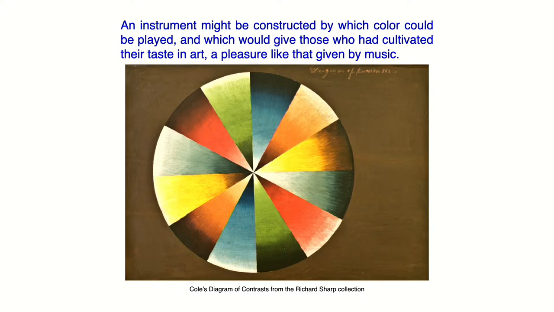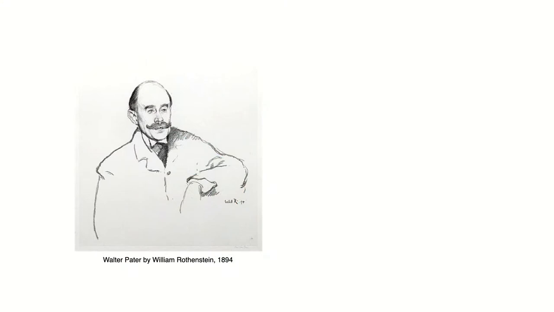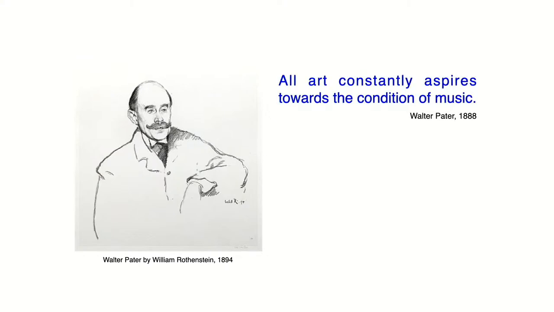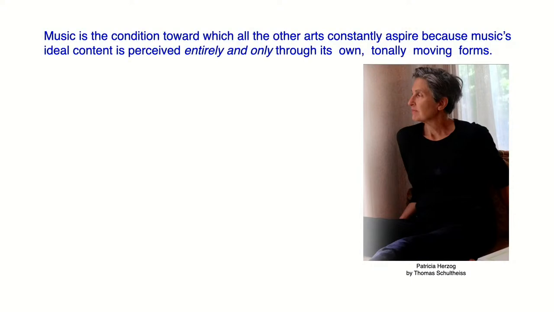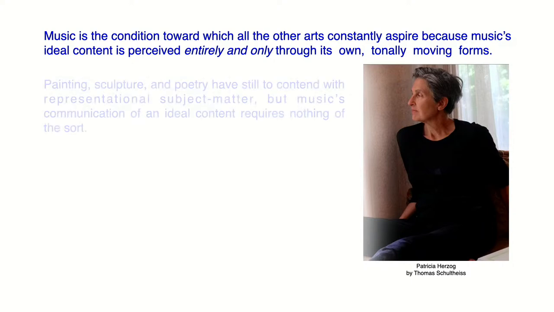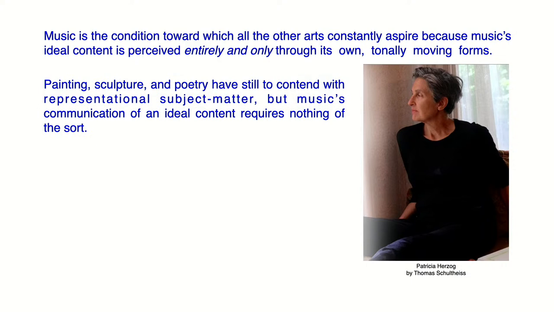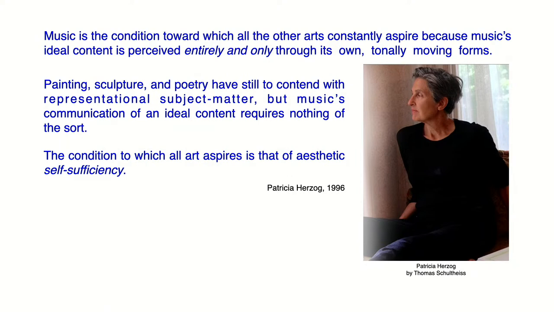As such thoughts continued to fuel developments, such as Impressionism, the essayist and critic Walter Pater offered up his now famous provocation: "All art constantly aspires towards the condition of music." But what exactly is the condition of music? The musician and philosopher Patricia Herzog concluded an analysis of what Pater meant by the condition of music like this: "Music is the condition toward which all the other arts constantly aspire because music's ideal content is perceived entirely and only through its own tonally moving forms. Painting, sculpture, and poetry have still to contend with representational subject matter, but music's communication of an ideal content requires nothing of the sort. The condition to which all art aspires is that of aesthetic self-sufficiency."